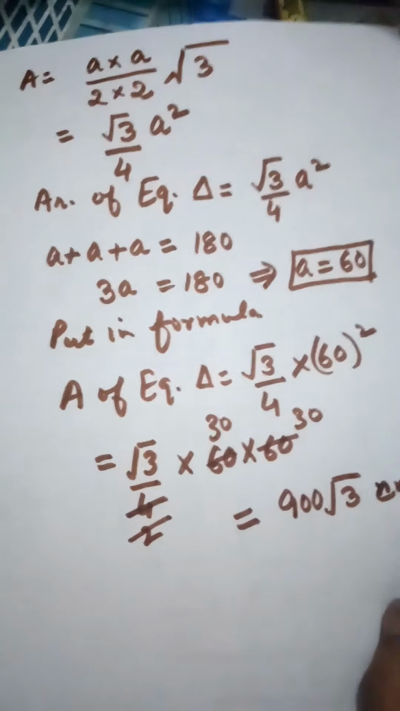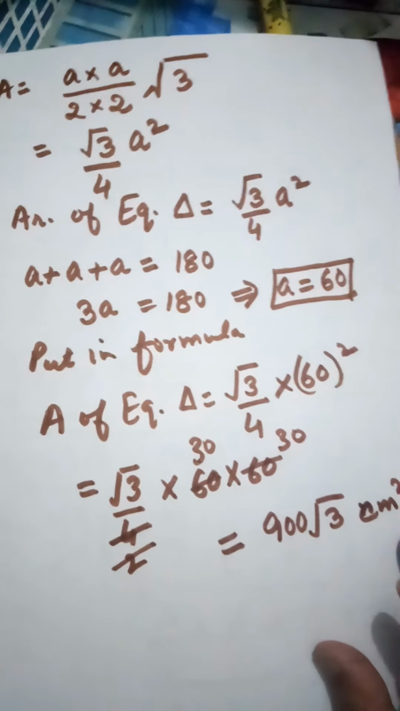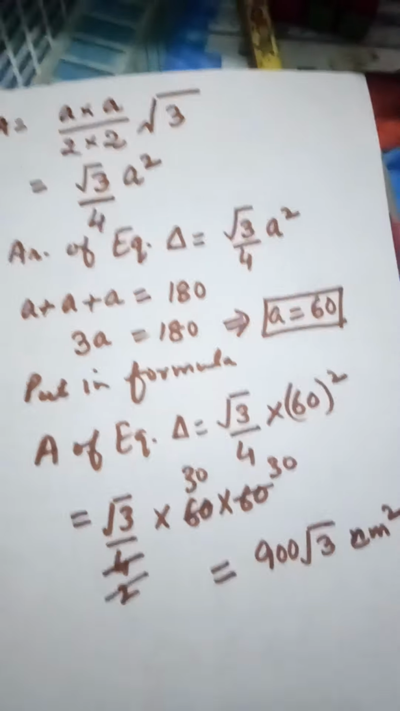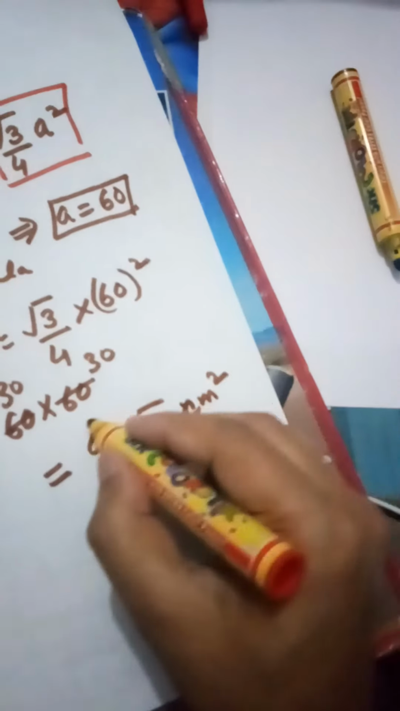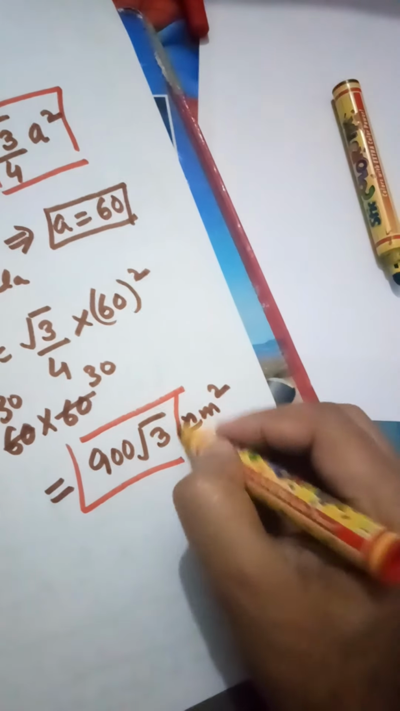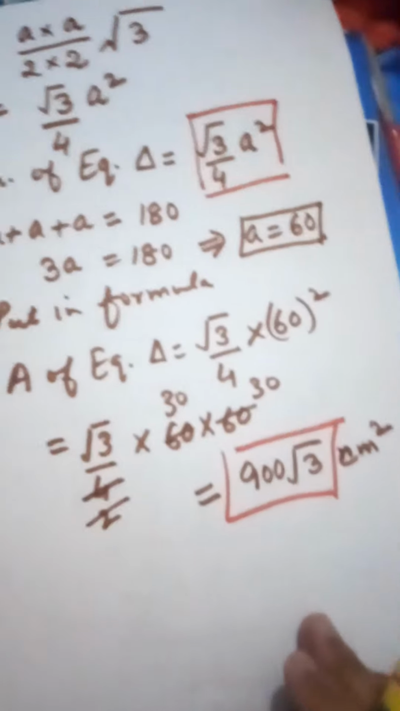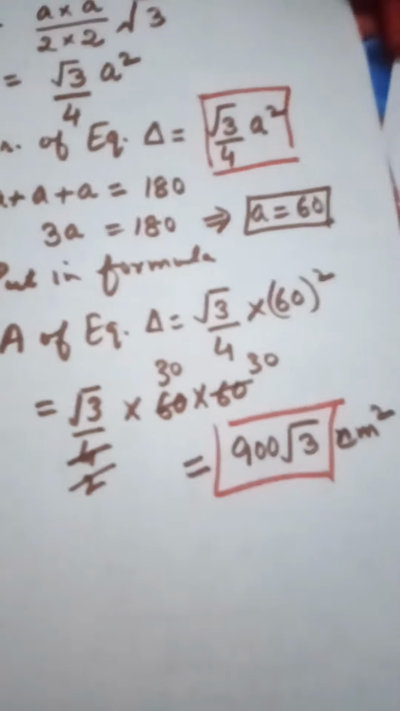So these were the two steps which we had to do. First we have to find the formula for the area of equilateral triangle, and we have done that. That is root 3 by 4 a square, and another is the area of the equilateral triangle, that is 900 into under root 3 centimeter square.